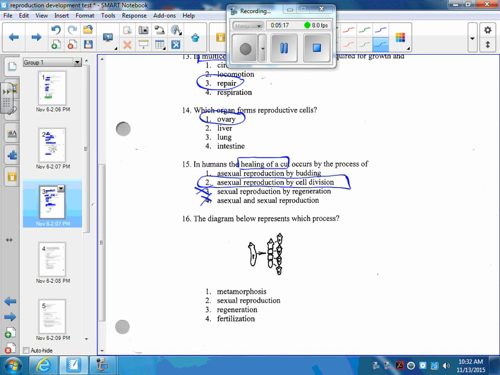Planaria, we have them in the classroom. We need to still cut them. I think Emma's going to cut them for us. You're on the video. Okay.